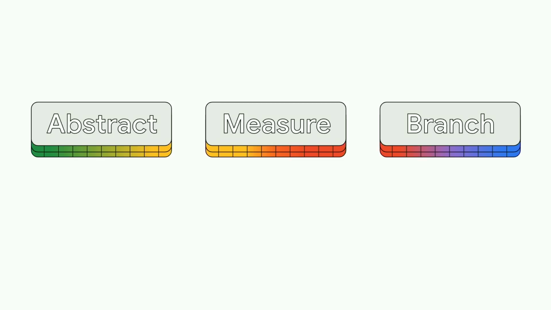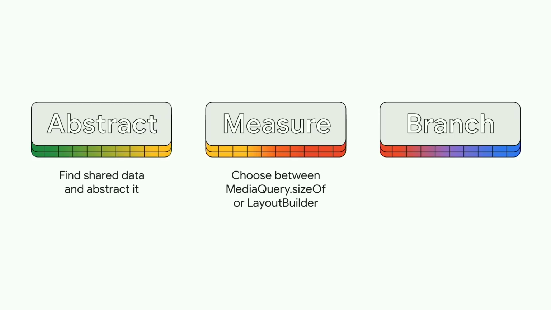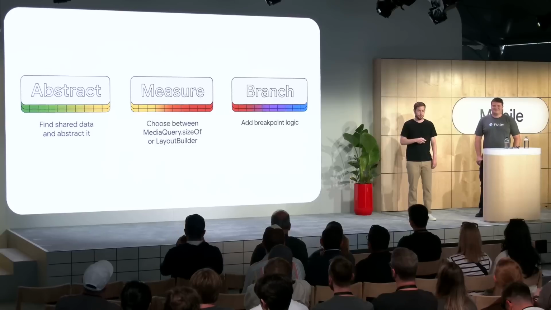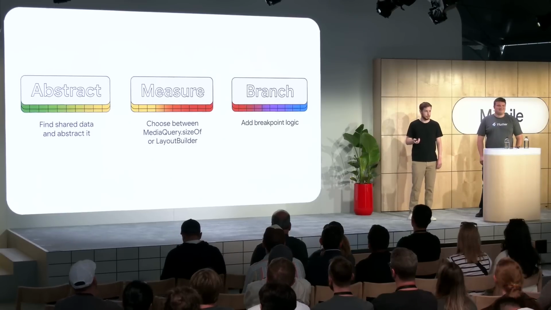So let's review those steps for using a different widget based on app window size. First, abstract. Look at the constructors for the widgets, abstract out what you want to share, like destinations in our nav example, or content widgets for dialogues. Second, measure. Determine if you should use MediaQuery's sizeOf or LayoutBuilder. Use MediaQuery to get the size of the whole app window, or LayoutBuilder for more local sizing. Last, branch. Add the logic for when you want to switch between the widgets using logical pixels. You can refer to the material design layout guidelines for measurements.